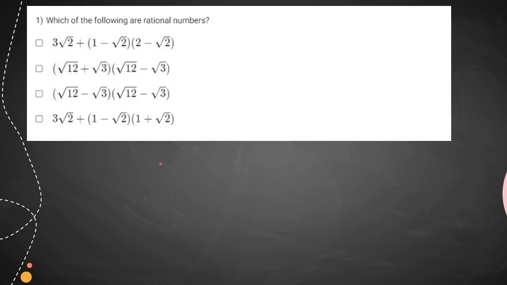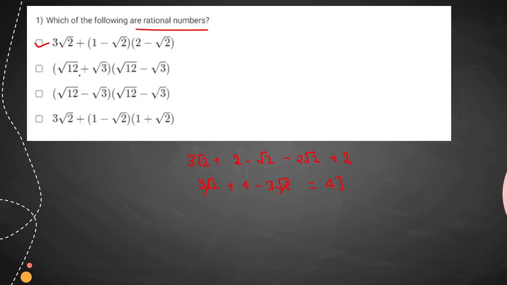The first question is which of the following are rational numbers. We have to choose which are rational numbers out of these four options. The first option is (3 root 2 + 1 - root 2) multiplied by (2 - root 2). We will expand it, so it will give 2 - root 2 - 2 times root 2 + 2. So it will give 3 root 2 + 2 + 2, that will give 4 - 3 root 2. The 3 root 2 and minus 3 root 2 will balance each other, so it will give 4. So 4 is a rational number, so this option is correct.